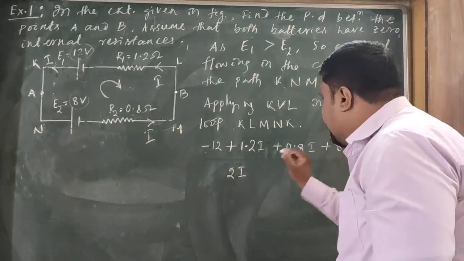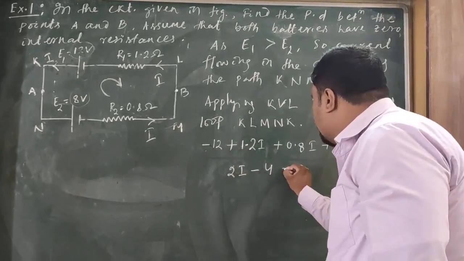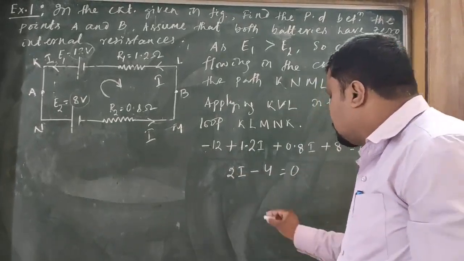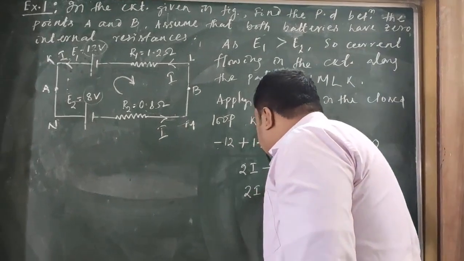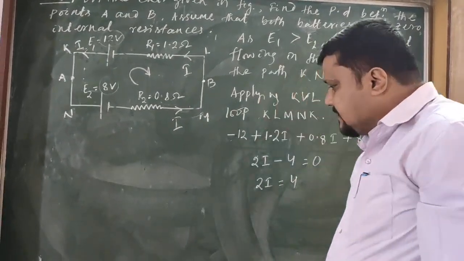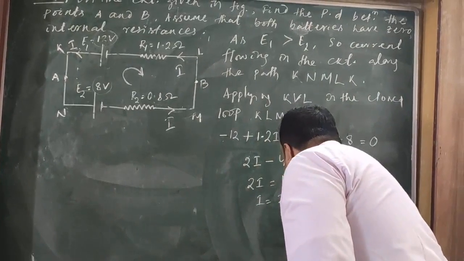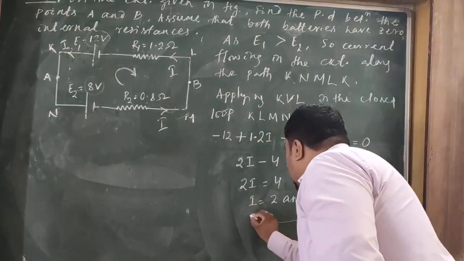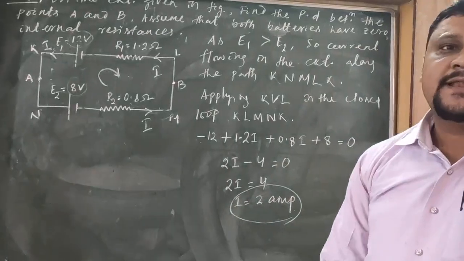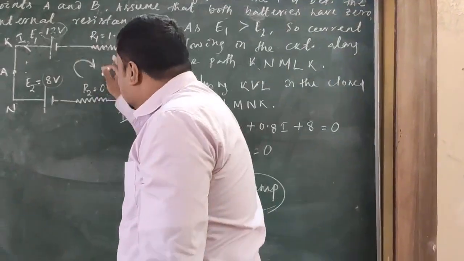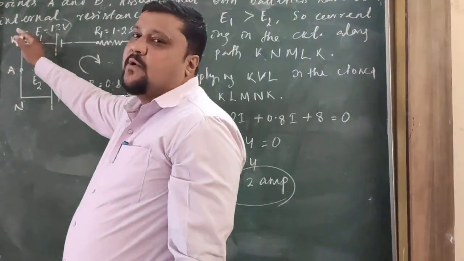Minus 12 volt plus 8 volt minus 4 is equal to 0. So 2I is equal to 4, right? So I is equal to 2 ampere. I got the value of I. Okay? So from this, using this KVL, I got the value of I.